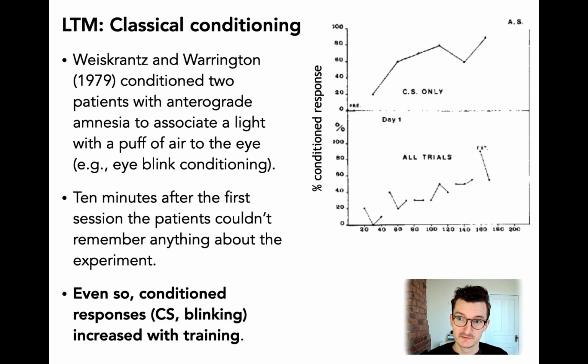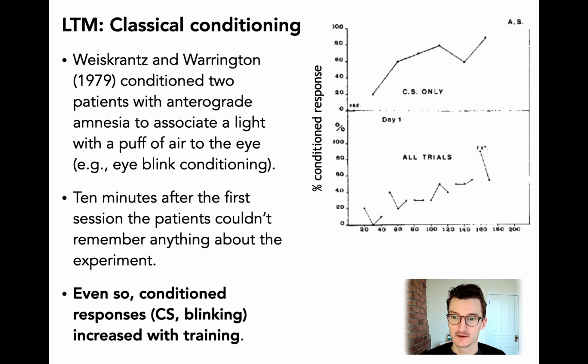Another form of non-declarative memory relates to conditioned responses. So hopefully everybody remembers classical conditioning from intro psych. You can learn to associate a neutral stimulus with something in your environment. So for instance, you can learn to associate a light with a puff of air to the eye. So if somebody blasts air into your eye, you will blink. This is an eye blink response. Your body does this to protect your eye from damage.